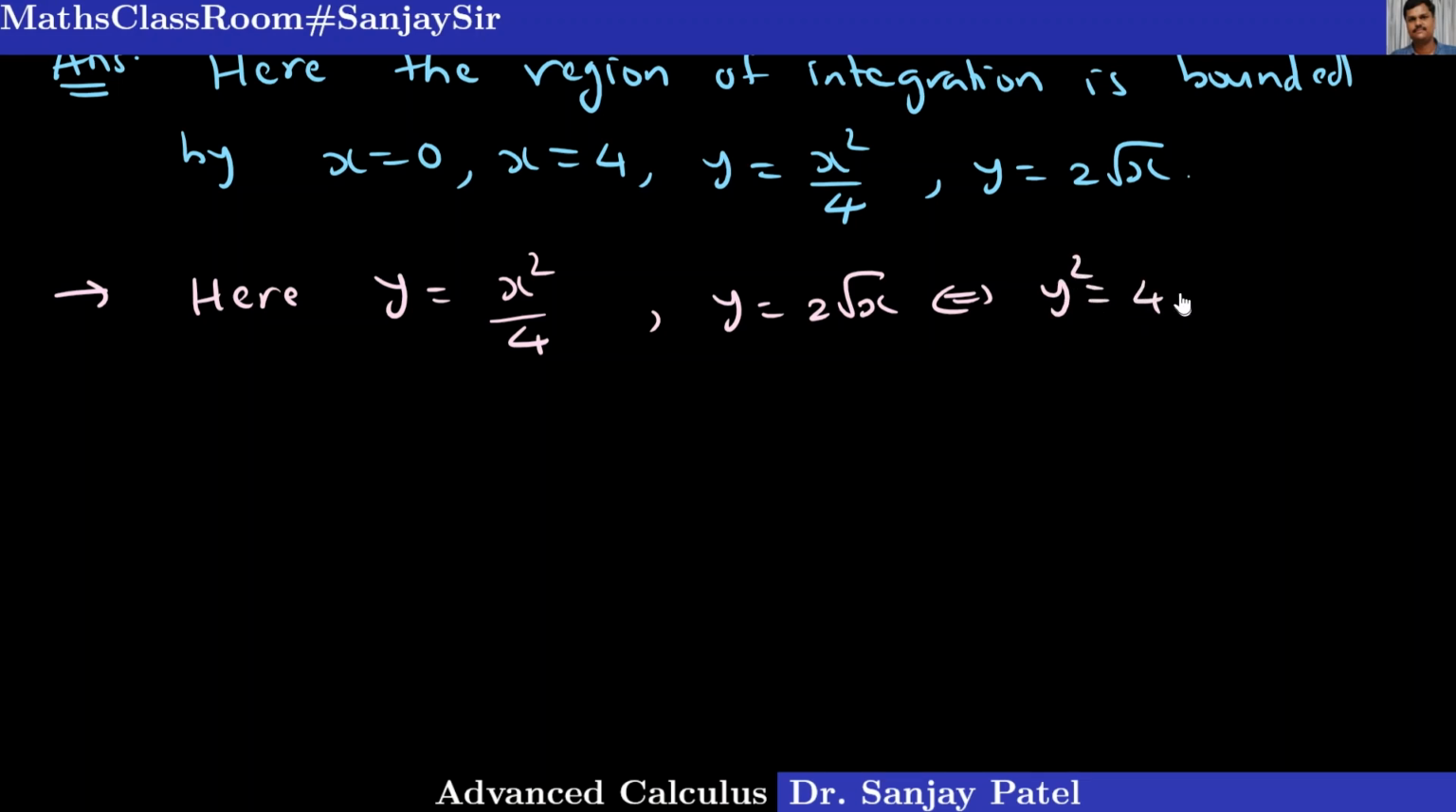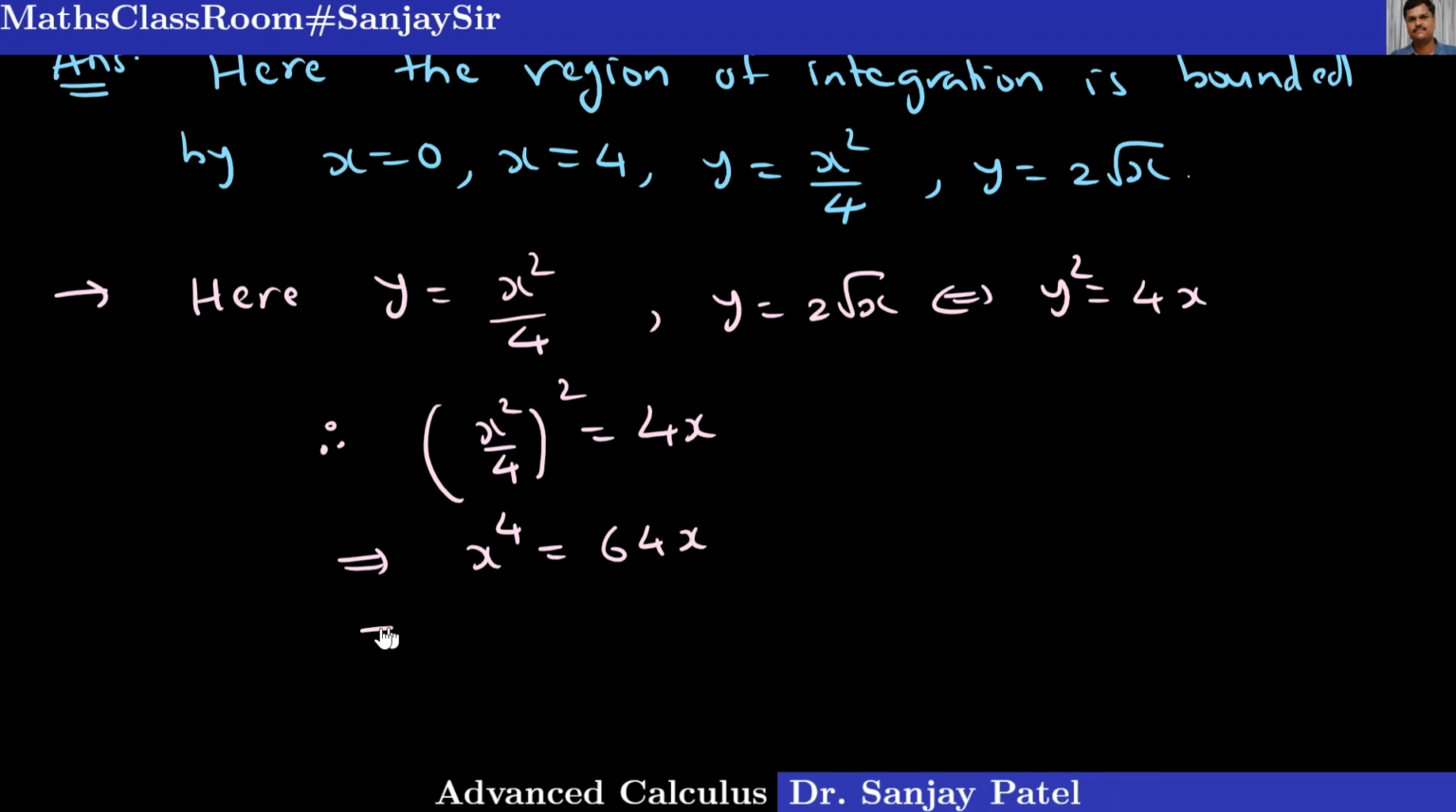y square is equal to 4x, squaring both the sides. Now let us substitute this in the first equation. So putting y equal to x square by 4 in this equation, we get x square by 4 whole square is equal to 4x. Simplifying this, we get x to the 4 by 16 is equal to 4x. Further simplifying, taking this on this side and taking x common, I can write this as x into x cube minus 64 equal to 0.